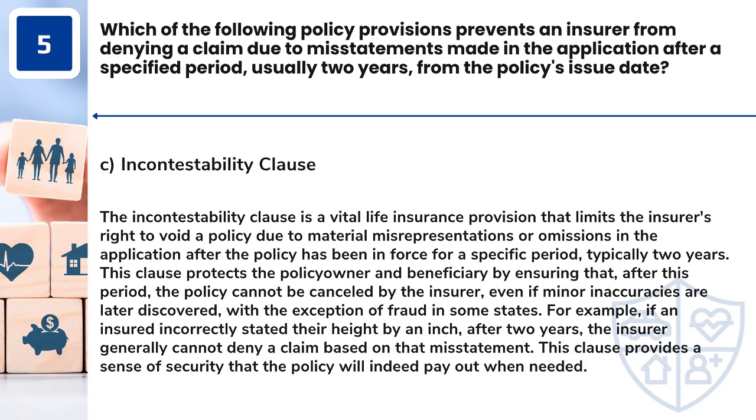Answer: C. Incontestability clause. The incontestability clause is a vital life insurance provision that limits the insurer's right to void a policy due to material misrepresentations or omissions in the application after the policy has been in force for a specific period, typically 2 years. This clause protects the policy owner and beneficiary by ensuring that, after this period, the policy cannot be cancelled by the insurer, even if minor inaccuracies are later discovered, with the exception of fraud in some states.